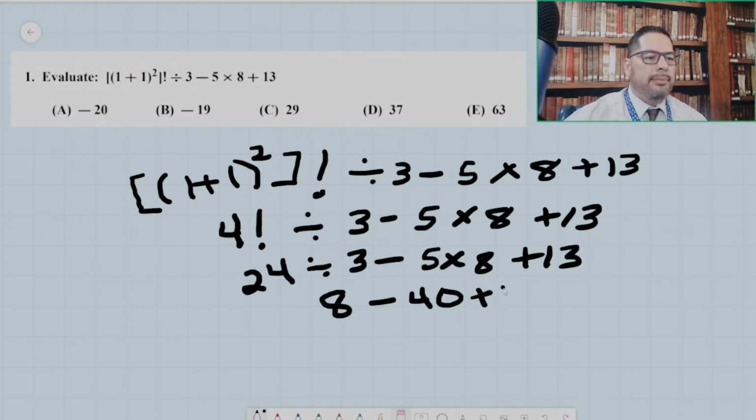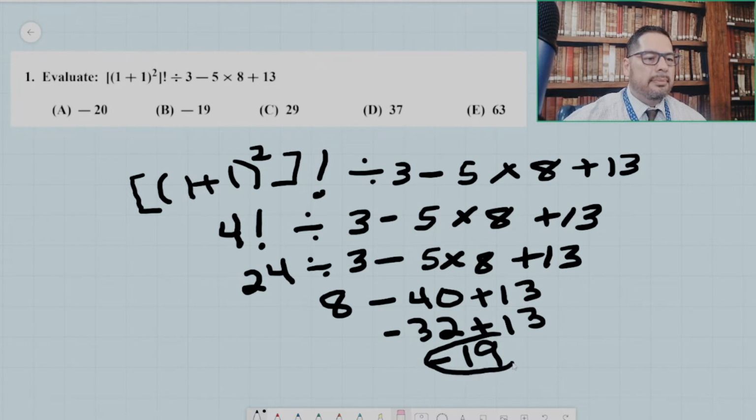Plus 13. 8 minus 40, that would be a negative 32. Plus 13, that leads to a negative 19 answer. Negative 19. And our answer is B.